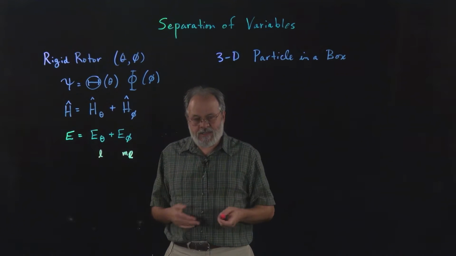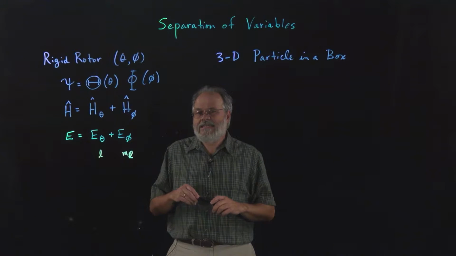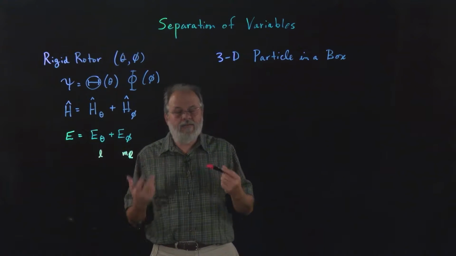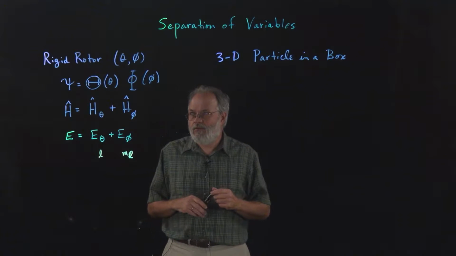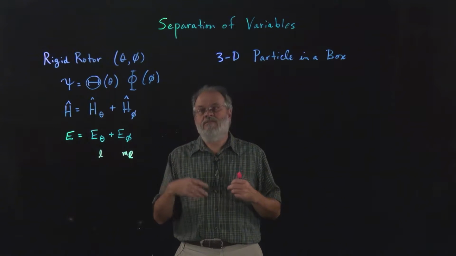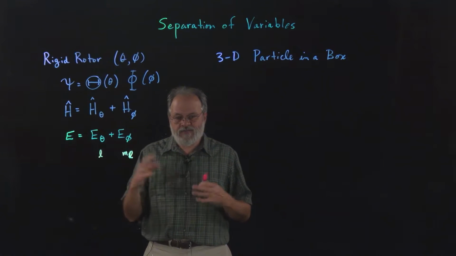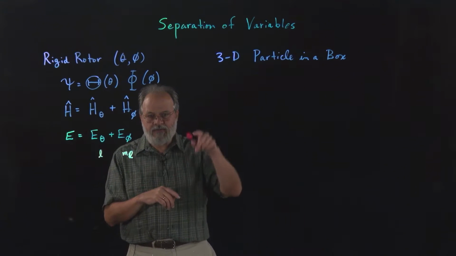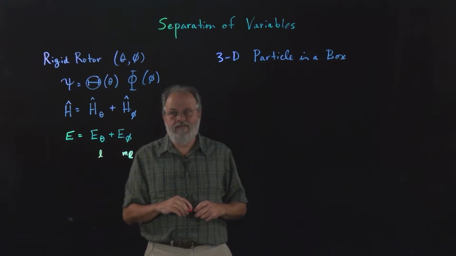In this video, I'm going to discuss a technique called separation of variables. You may have already seen the angular momentum problem. If you go back and examine the angular momentum problem for the rigid rotor, first of all, the two coordinates, the variables, are theta and phi. And if you look at the actual spherical harmonic functions Y_L^{m_L}(theta, phi), it's just a function of theta times a function of phi.